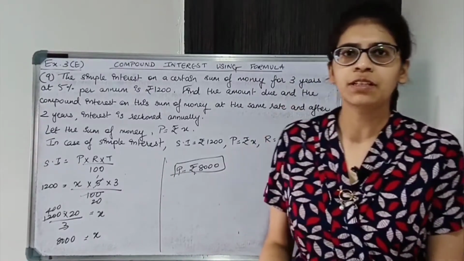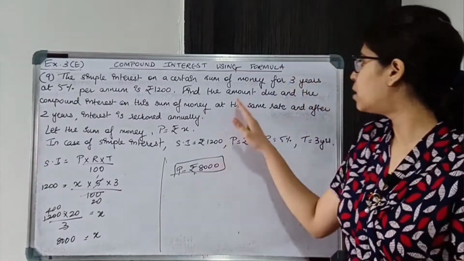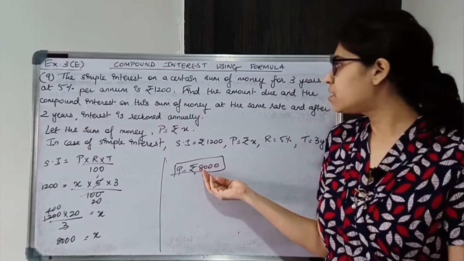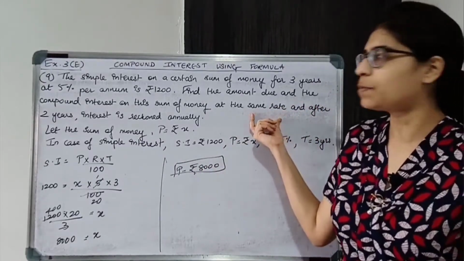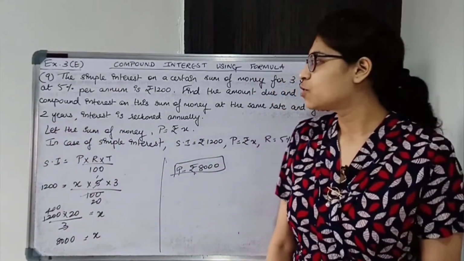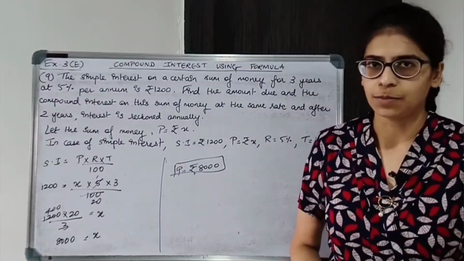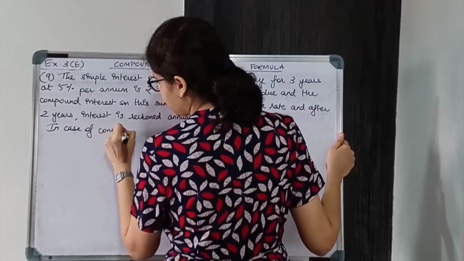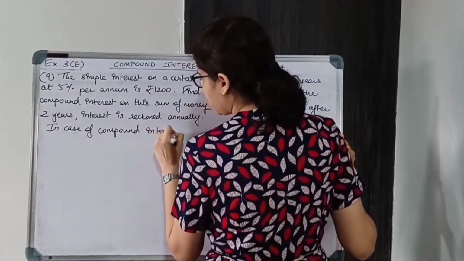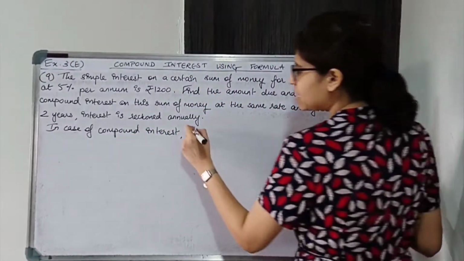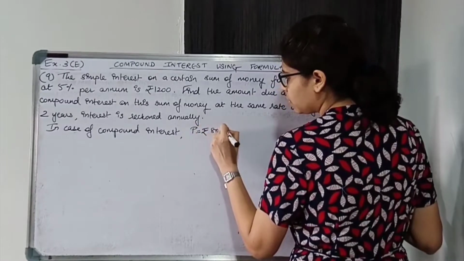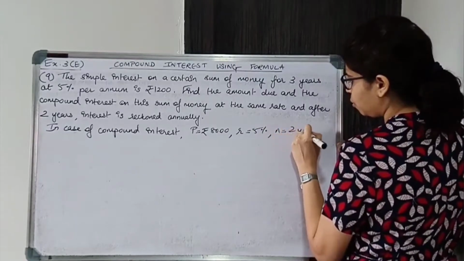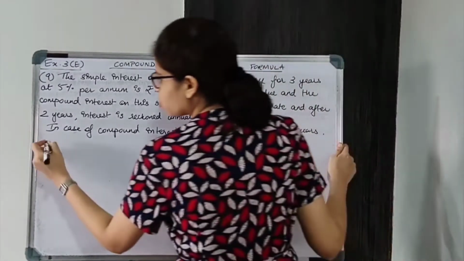Okay, we found the principal. Now it's very easy. We need to find the amount due and the compound interest on this same sum of money. Okay, so principal is this, rate of interest is also given, same rate at 5%, and for 2 years, N is 2 years. So let us calculate the compound interest and amount. Now in case of compound interest, let's write down all the given information. So principal we just found, it is 8000. R is 5% and N is 2 years. Okay, so first we'll find amount.